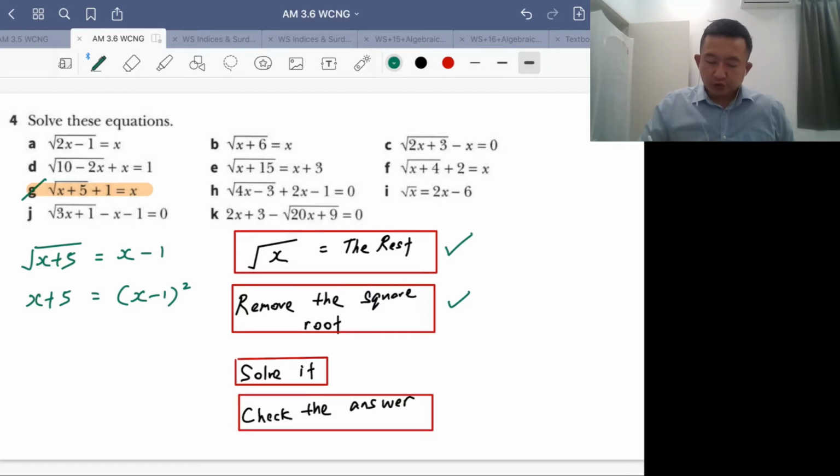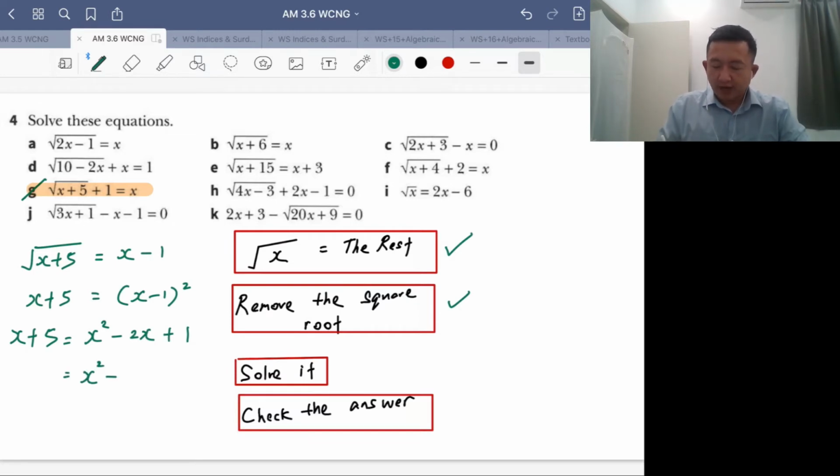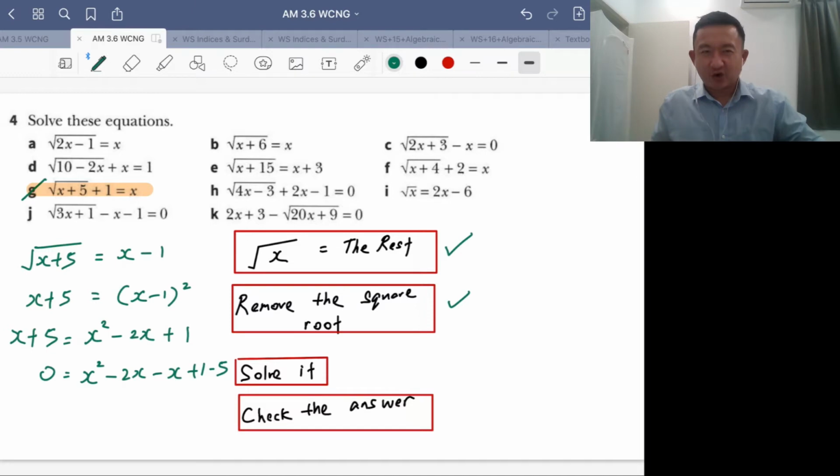And you solve it. In this case, you expand it. x plus 5 equals x squared minus 2x plus 1. Rearrange it. So I have x squared minus 2x minus x plus 1 minus 5 equals 0. Obviously, a quadratic equation. So let's simplify this quadratic equation.